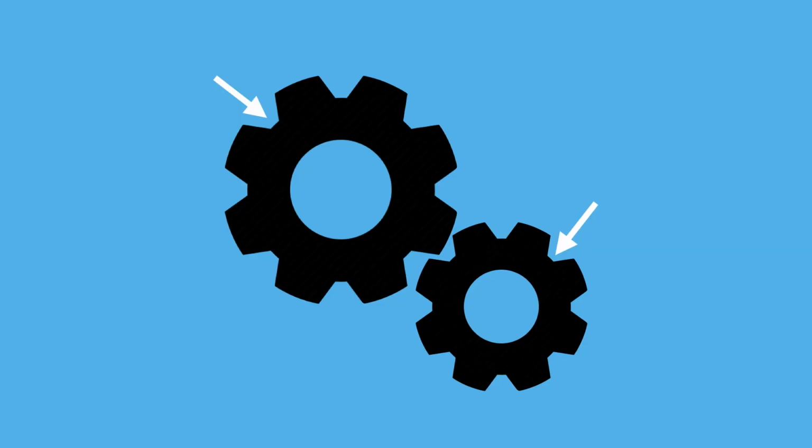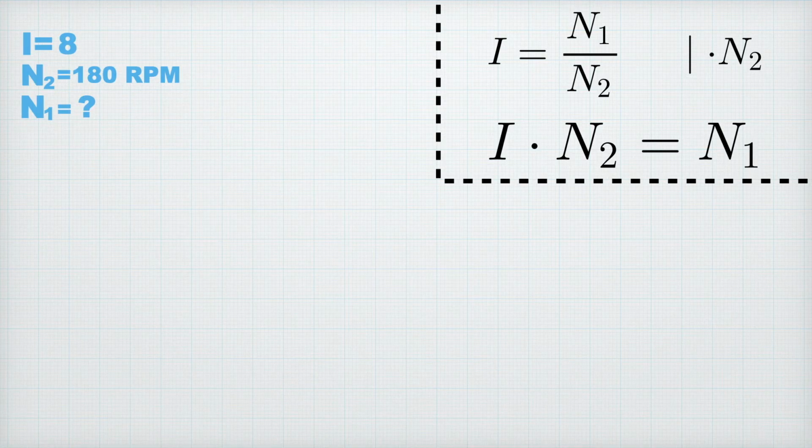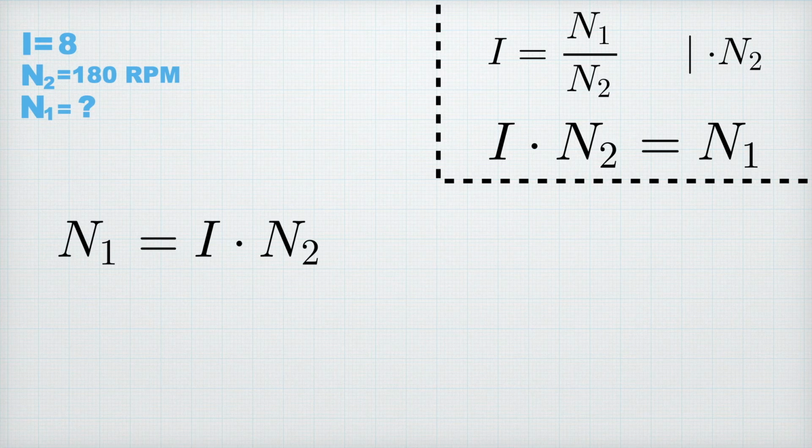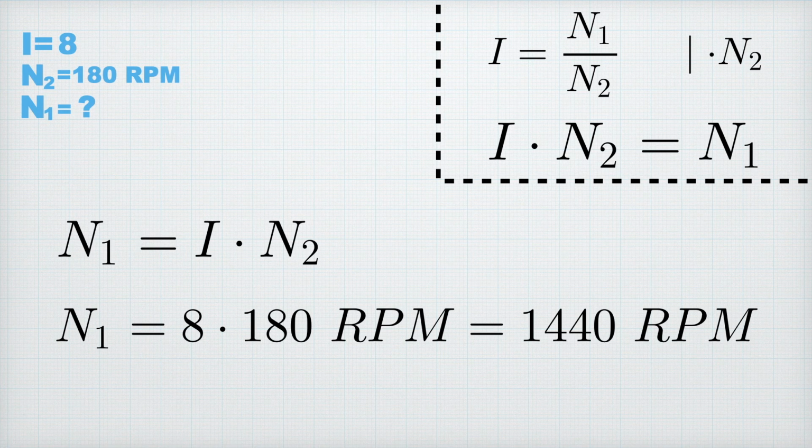We can also calculate the RPM on either one of the gears, if we know the gear ratio and the RPM of one of the gears. For example, if we know that the gear ratio is 8 and the RPM of the driven gear is 180, then using the gear ratio formula, we can calculate the RPM of the driver gear. So N1 equals i times N2, so 8 times 180 RPM, which equals 1,440 RPM.